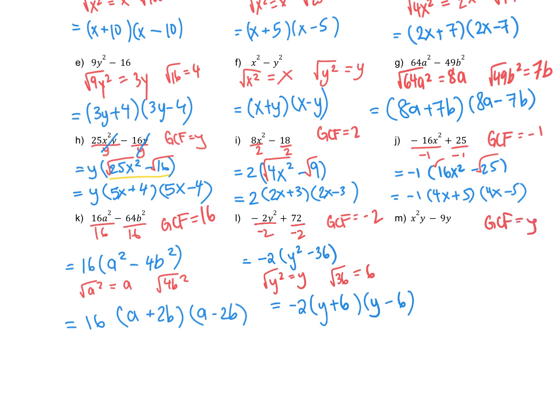So we do have a greatest common factor of y because both terms have that y in common. So they just cancel out, and you're left with x squared subtract 9. And then once again, for the last time, we have a difference of squares because both x squared and 9 are square rootable. We know the square root of x squared is x. We've seen it in almost every example. And the square root of 9 is just 3.